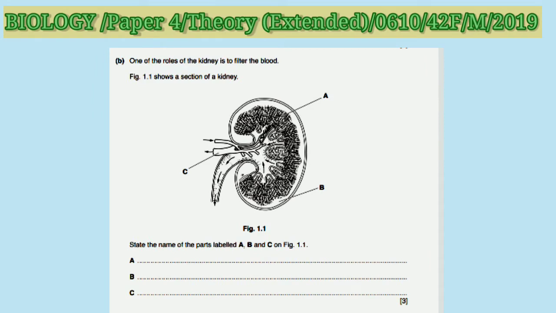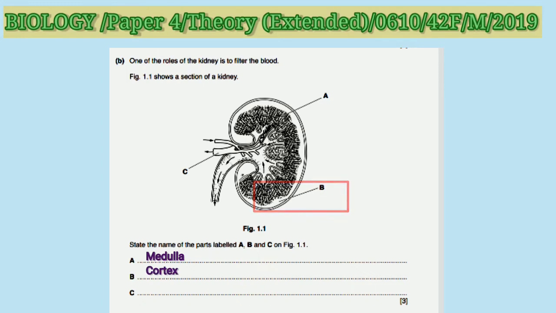Question 1, sub-question B. One of the roles of the kidneys is to filter blood. Figure 1.1 shows a section of a kidney. State the name of the parts labeled A, B and C on figure 1.1. In the given figure, part A in the middle is medulla and surrounding it, part B is cortex.